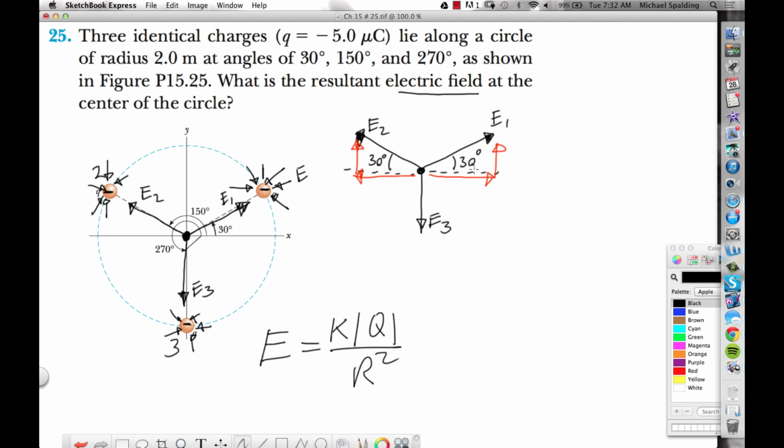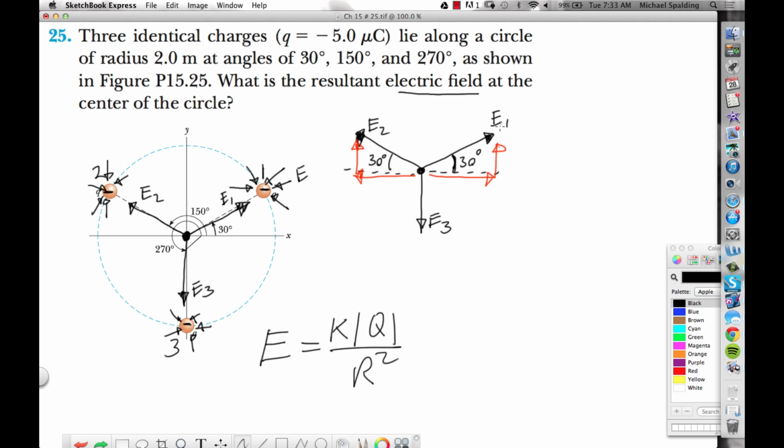So look what's going to happen. What are these two X electric fields going to do? They're going to cancel, right? They're equal and opposite. And then look, this happens to be 30 degrees, right? So what's sine of 30? 1/2. So here you have half of the electric field up, here you have half of the electric field up, and here you have the total electric field down. So what's going to happen to these three Y electric fields? They're going to cancel. But let's just pretend we didn't recognize that.